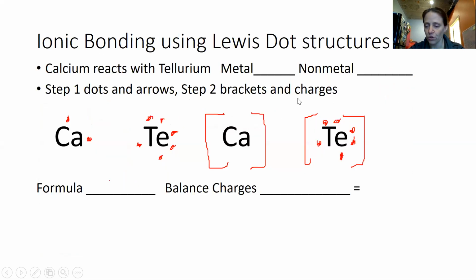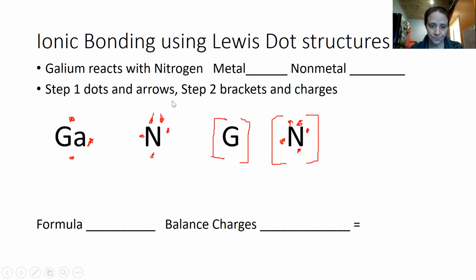All right, so this was the first one that you had for homework. I wanted you to bond calcium with tellurium. If you were not able to do your homework, I want you to pause the video right now and try it on your own. Okay, so the first thing, metal, that's going to be calcium because it's on the left side of the periodic table.